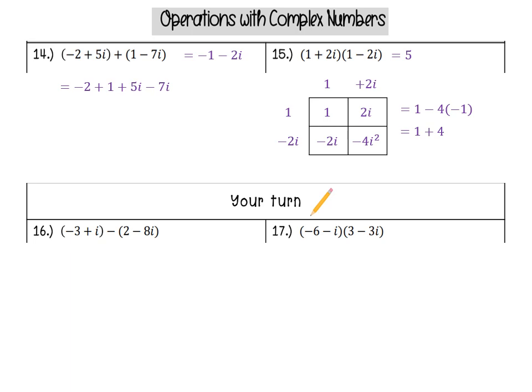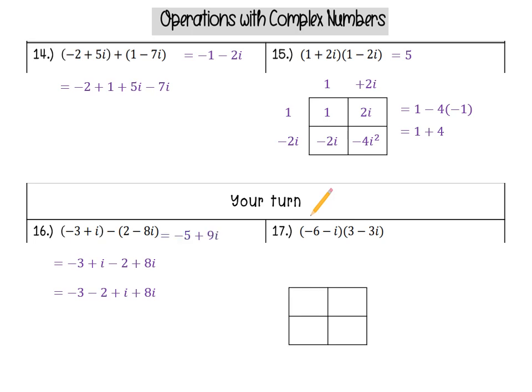Okay, so negative 3 plus i minus the quantity 2 minus 8i. Well, let's first distribute the subtraction. So negative 3 plus i minus 2 plus 8i. Negative 3 and minus 2 are like terms. i and 8i are like terms. I'm just grouping them. So that gets us negative 5 plus 9i.